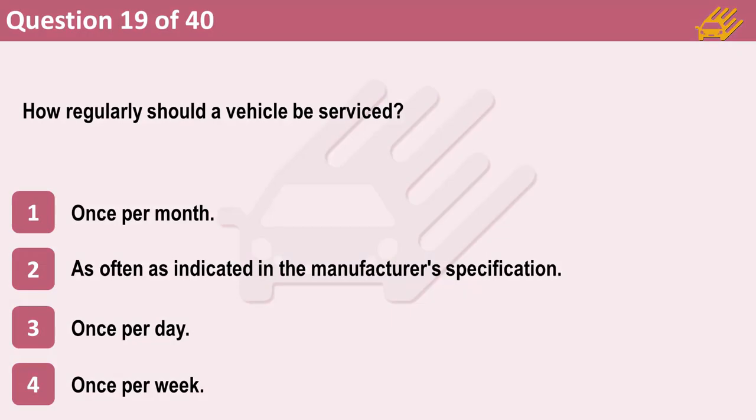How regularly should a vehicle be serviced? 1. Once per month. 2. As often as indicated in the manufacturer's specification. 3. Once per day. 4. Once per week.